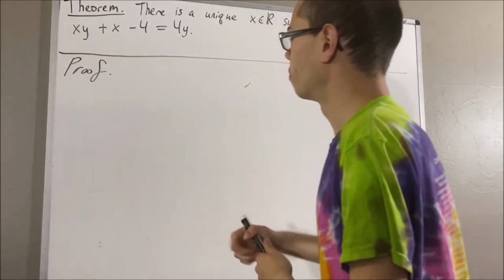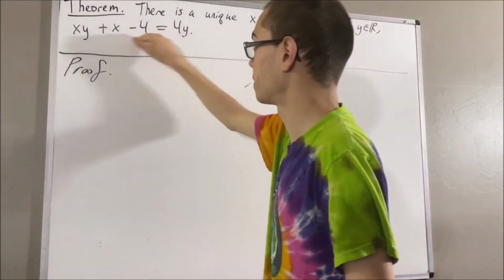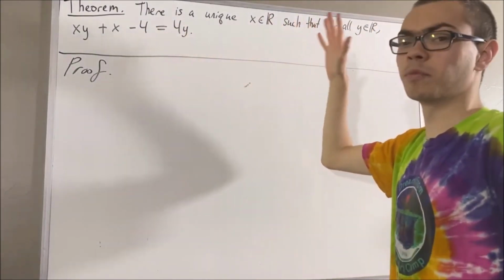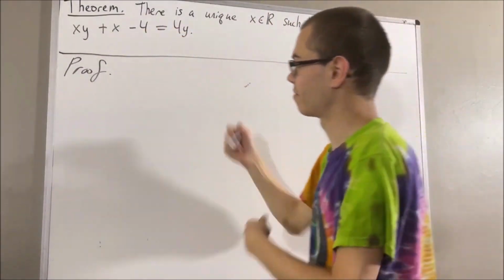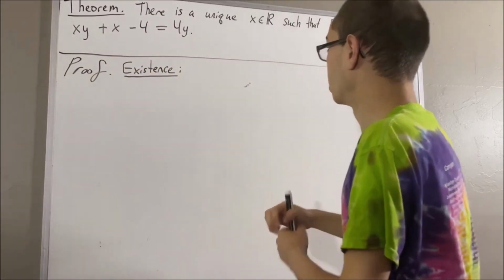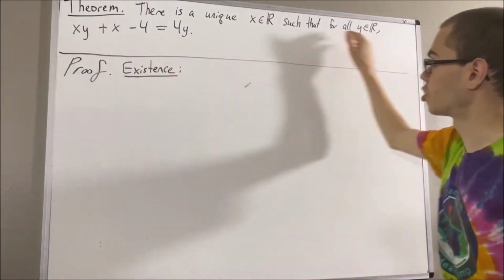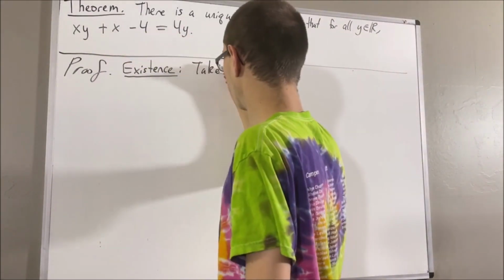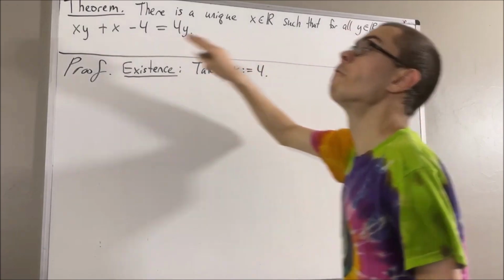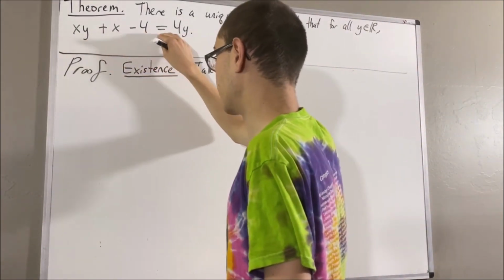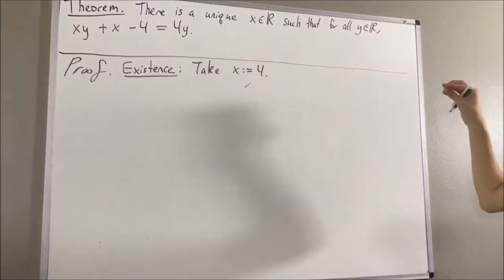Okay, so to start out the proof, notice we're trying to prove there is a unique real number x that satisfies this. So let's start out with proving that there exists a real number x that satisfies this. So we'll start with existence. To show that there exists a real number x such that this is true, we'll show in particular that this is true for x equals 4. And our goal from here is to show that for all real numbers y, 4y plus 4 minus 4 is equal to 4y. Since we're trying to prove a statement about all real numbers, give me an arbitrary real number. I'll call it y.